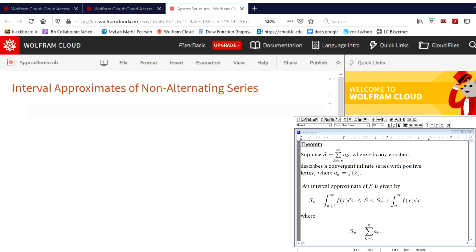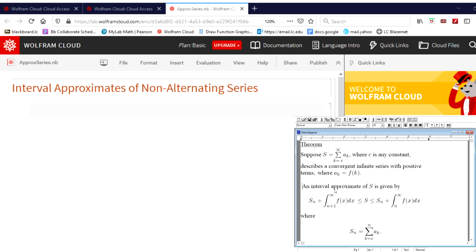And again, if you go back to that theorem, remember it begins by assuming that what you have given for S is a non-alternating convergent infinite series where C is going to play the role of the lower index for K, and this series is going to continue its summation up through infinity, and A sub K, when we think about its value, could be thought of as being able to be expressed as some explicit function of K, some explicit function of that index.